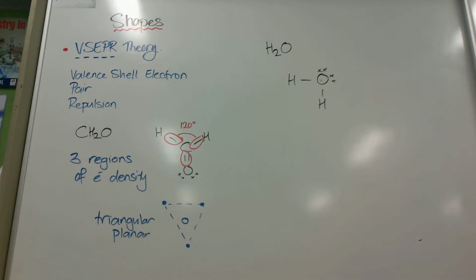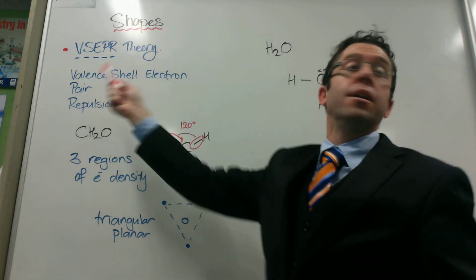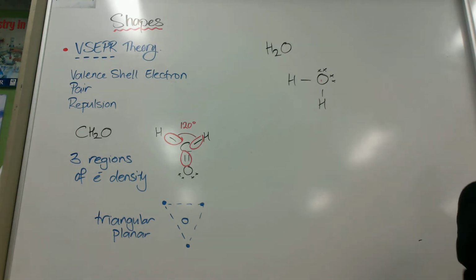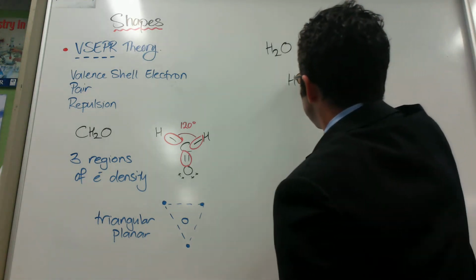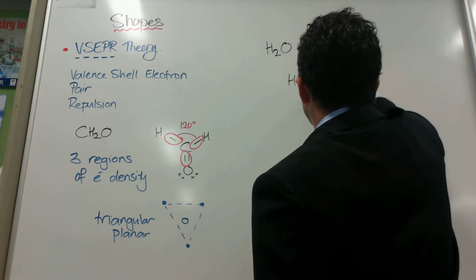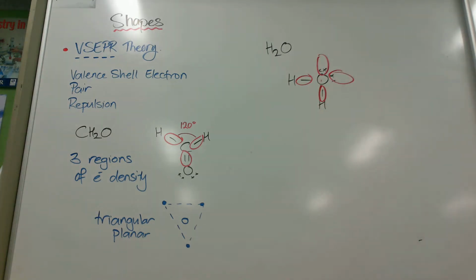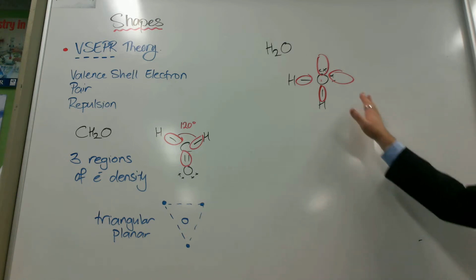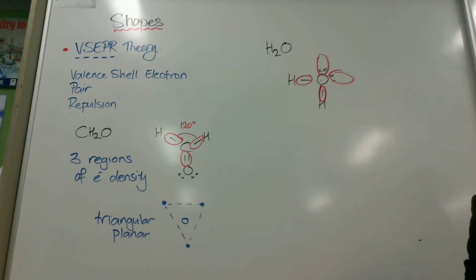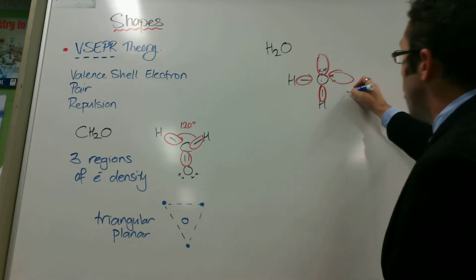Now here, I've actually got 4 regions of electron density. Well, there's an electron pair, so that is a region of electron density. So I've got 1, 2, 3, 4 regions of electron density, because lone pairs count as one region of electron density. So a chemical bond is a region of electron density, and a lone pair is a region of electron density. So this has got more of them.